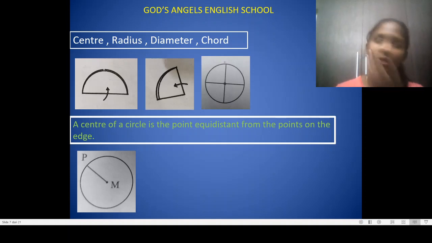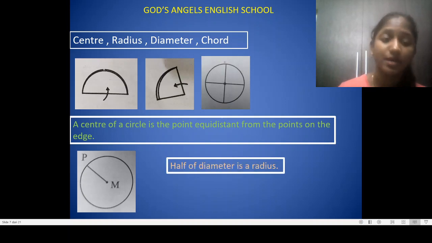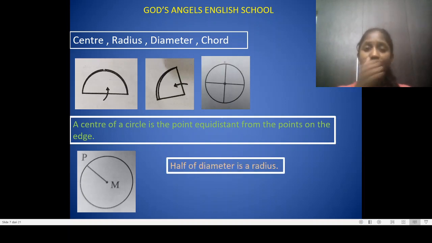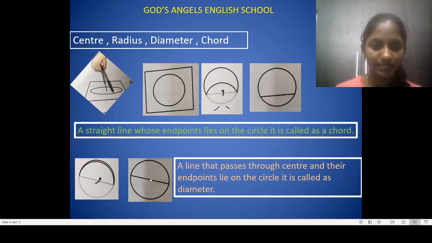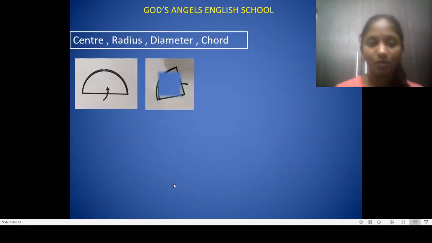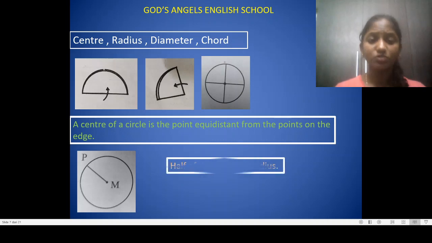In a simple way, we can say that it is half of the diameter. Half of the diameter is called radius. You can see this, I'll show you. If I erase this part, here is my point, and it will look like this. So half of the diameter is the radius.